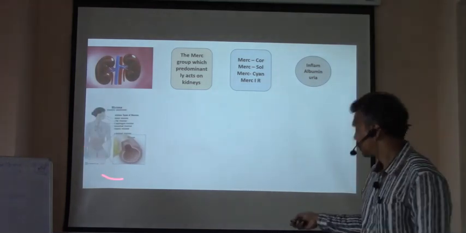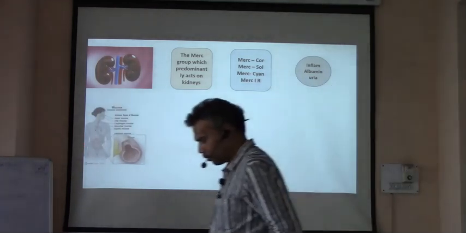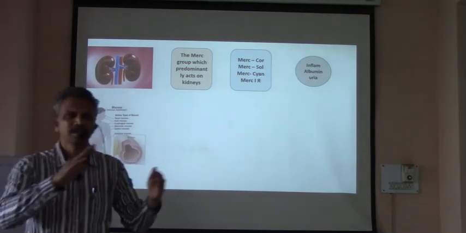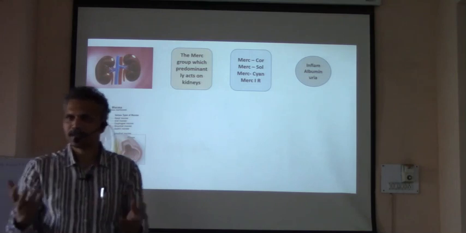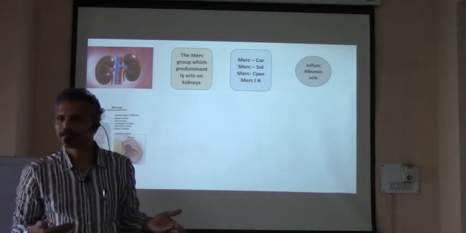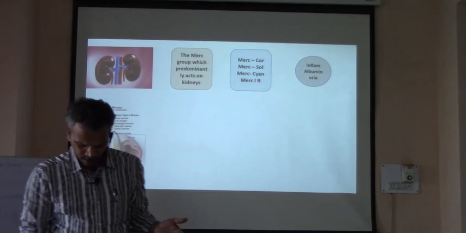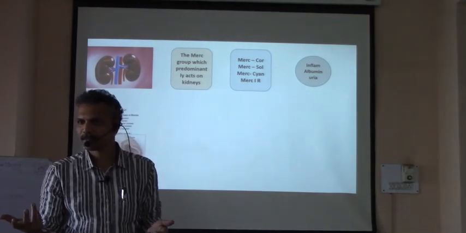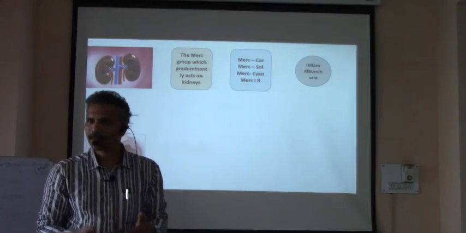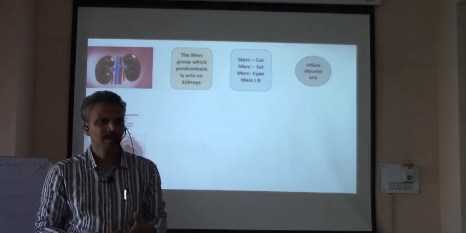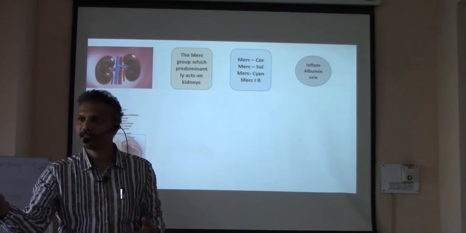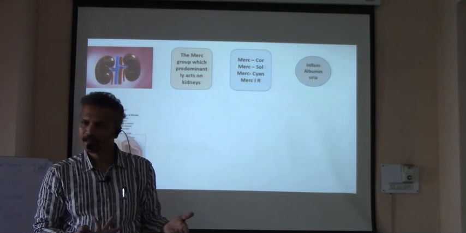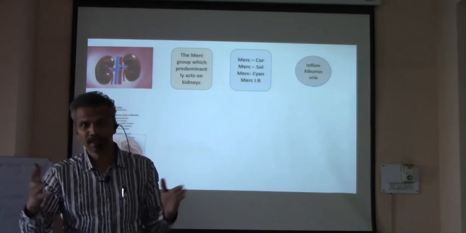Next, mucous membrane. Mucous membrane is also an area that needs a small discussion. Kidneys we have purposely avoided, because I know you'll be talking of a lot of remedies. Remedies acting on kidneys, like tapetum, sarsaparilla, berberis, hydrangea, apis, apocynum, arsenic, digitalis, the list can go on.